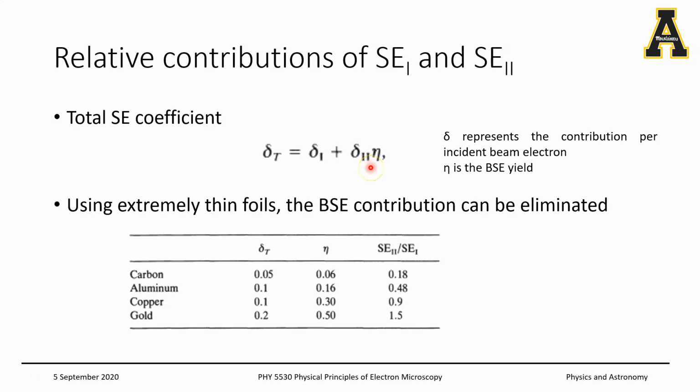So one way to identify and eliminate one from the other, right, is to use a very clever experiment that was done by Seiler in 1967, where he used thin foils, and these foils are thin enough that they are thinner than the 5 lambda depth itself.